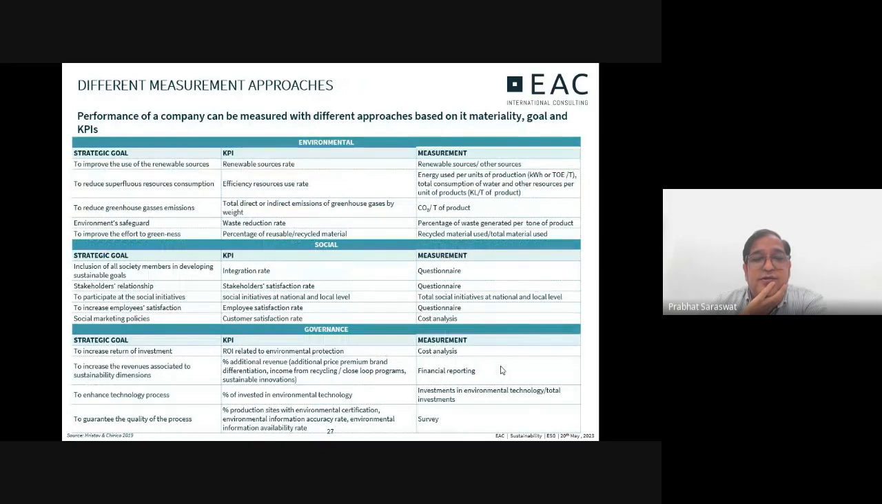So how are these measurements done based on these KPIs? Different methodologies, or you can say measurement procedures, are there for different frameworks. I have mentioned a few. Like for environmental: to improve the use of renewable sources, to reduce superfluous resource consumption, to reduce greenhouse gas emissions, environment safeguards. So these are some KPIs and how they can be measured. Measurement can be done per ton, per unit or per employee, like GHG emission for CO2 per ton of product, or percentage of waste generated per ton of product. Like that, we can measure these KPIs.